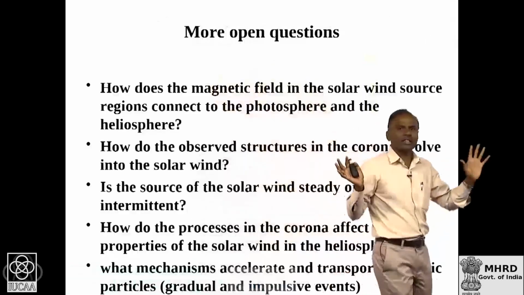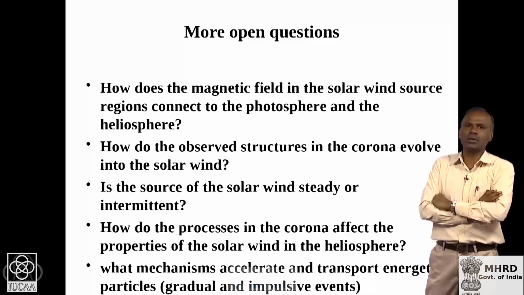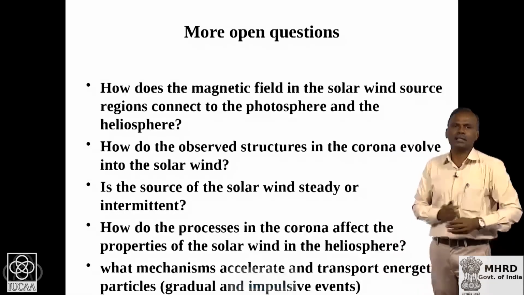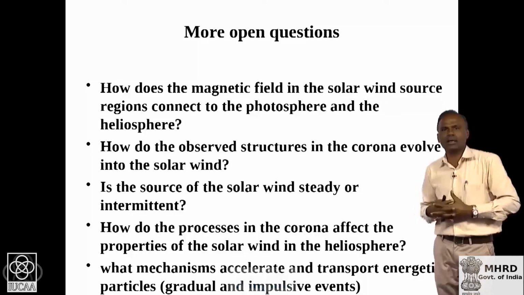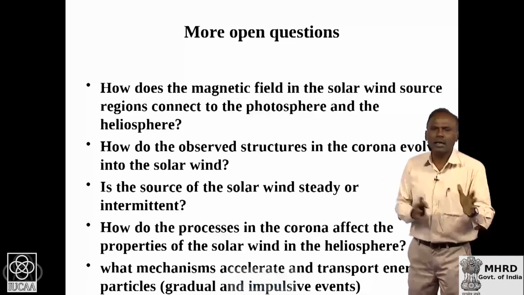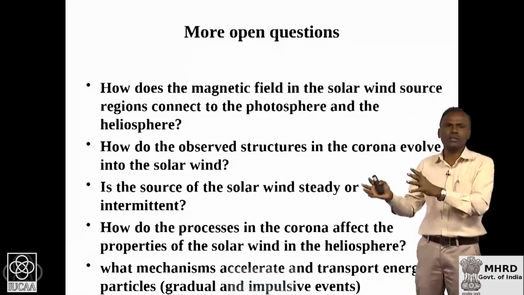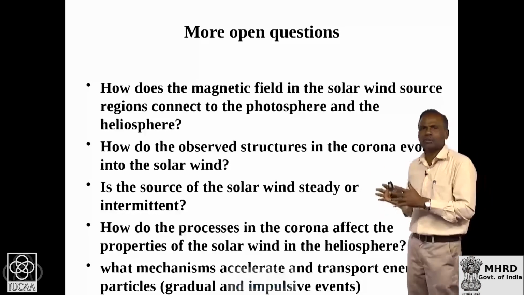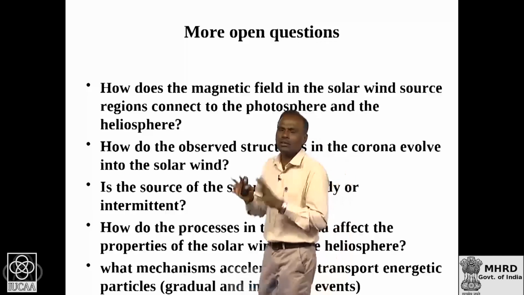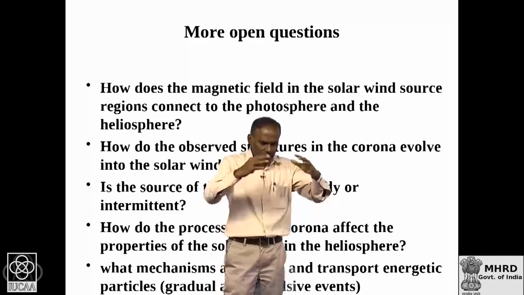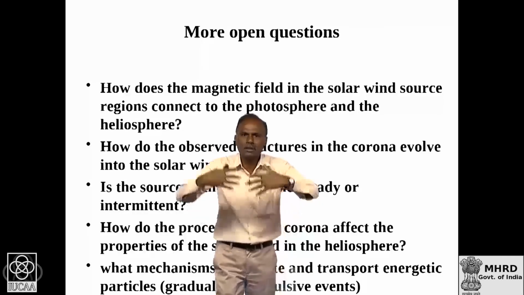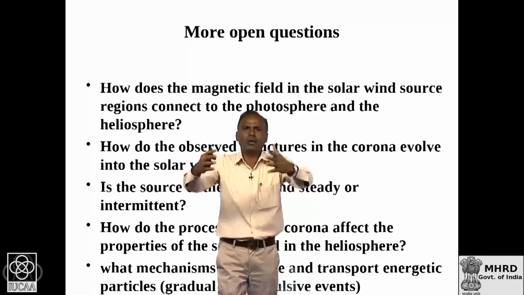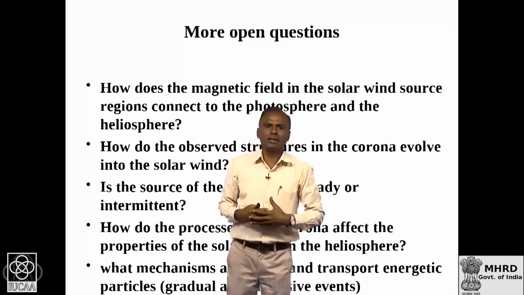Now, some open questions. How does the magnetic field in the solar wind region connect to the photosphere and the heliosphere? Although we understand the origin of the solar wind, there are still several open questions, like the magnetic field connection from the photosphere to the heliosphere. How do the observed structures of the corona evolve in the solar wind? We observe some structure on the corona. As we go out, as the corona feeds the solar wind or the coronal mass ejection, how do they evolve in the solar wind?